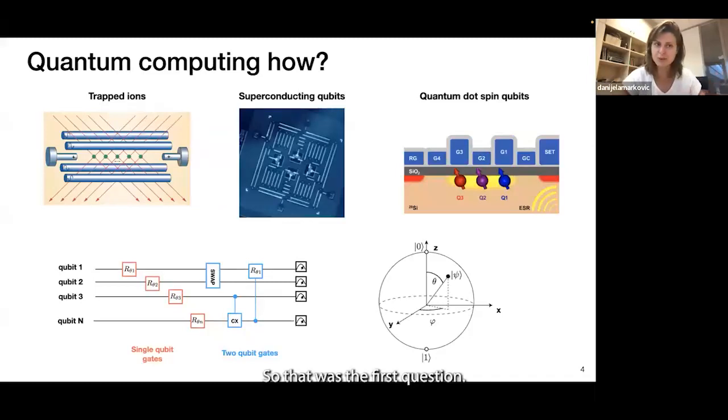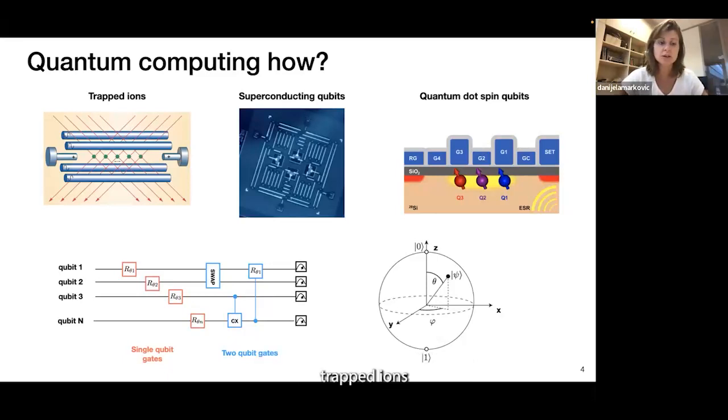Okay, so that was the first question. Why would you do quantum computing? And the second is how can you do it? So there is a lot of different platforms. I just chose 3 here, but this is not exhaustive. I chose them because they are maybe the most common ones and most advanced.